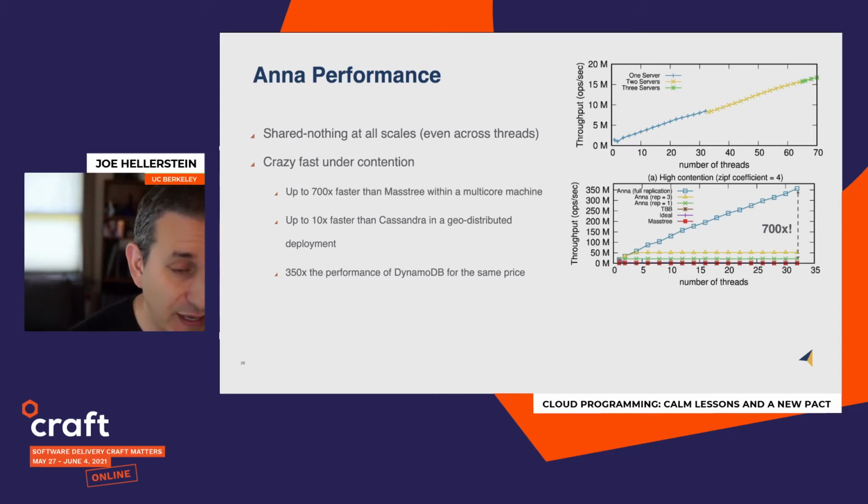It's up to 10x faster in that setting than Cassandra in a geo-distributed deployment, and we showed that it's 350 times the performance of AWS DynamoDB for the same price. So for the same amount of hardware resources at Amazon, you could buy 350 units of our stuff and 1 unit of DynamoDB.